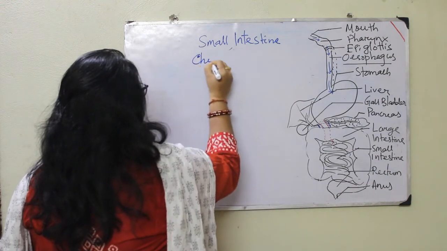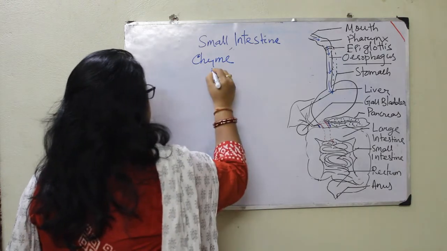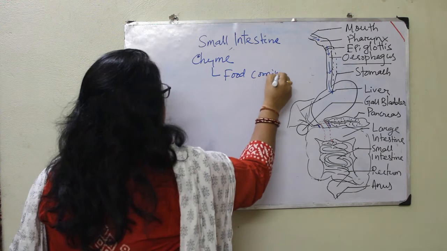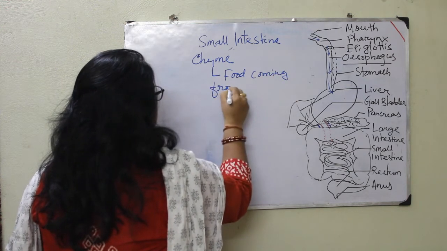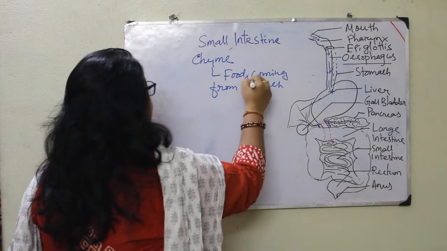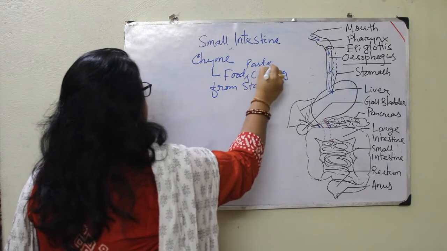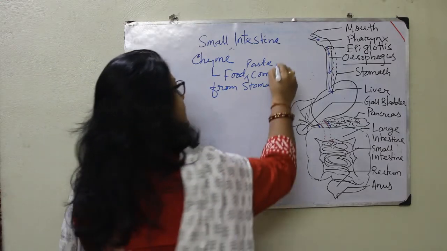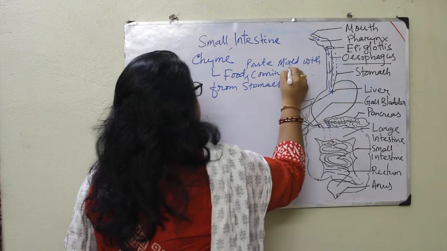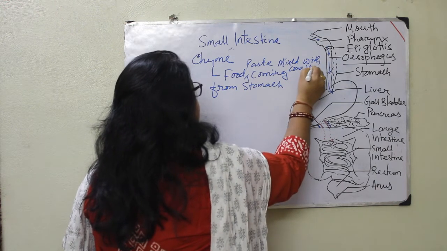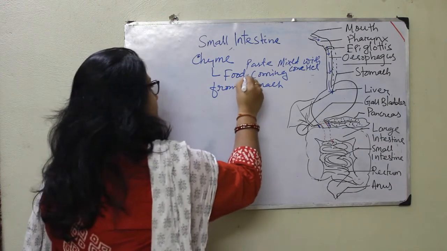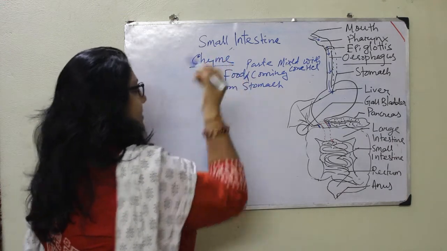C-H-Y-M-E. Chyme, the food coming from the stomach. Food or food paste, we can also say. The food paste mixed with concentrated HCl coming from the stomach is known as chyme.